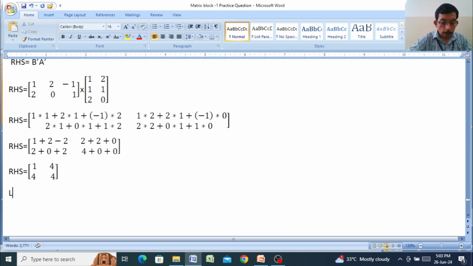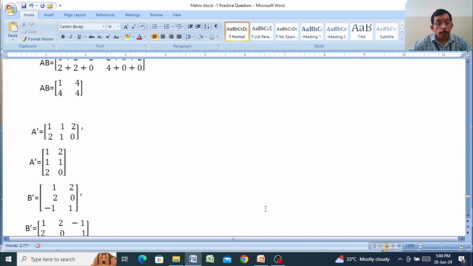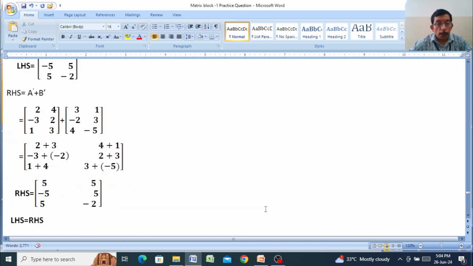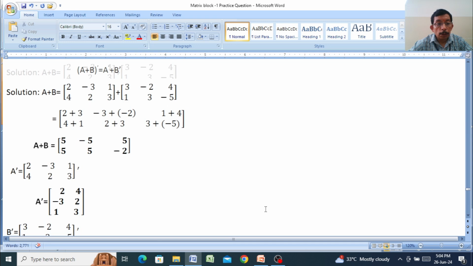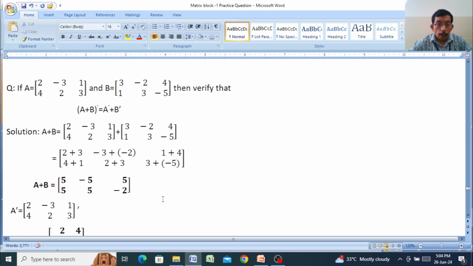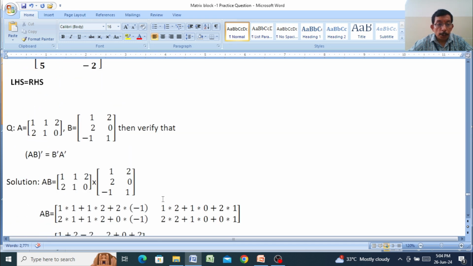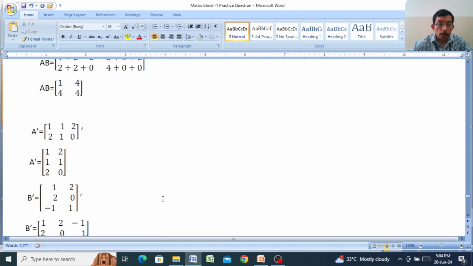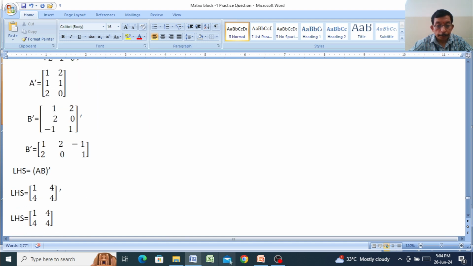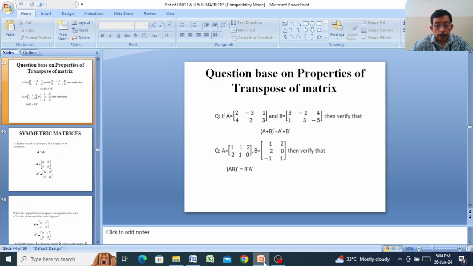LHS equal to RHS. So students, you see that both the properties, addition and multiplication of transposition, are proved by this question, and the second property of multiplication in transposition is also proved in this one question. Is it clear? Now come to the slide. Both problems are solved. The transposition property is solved.